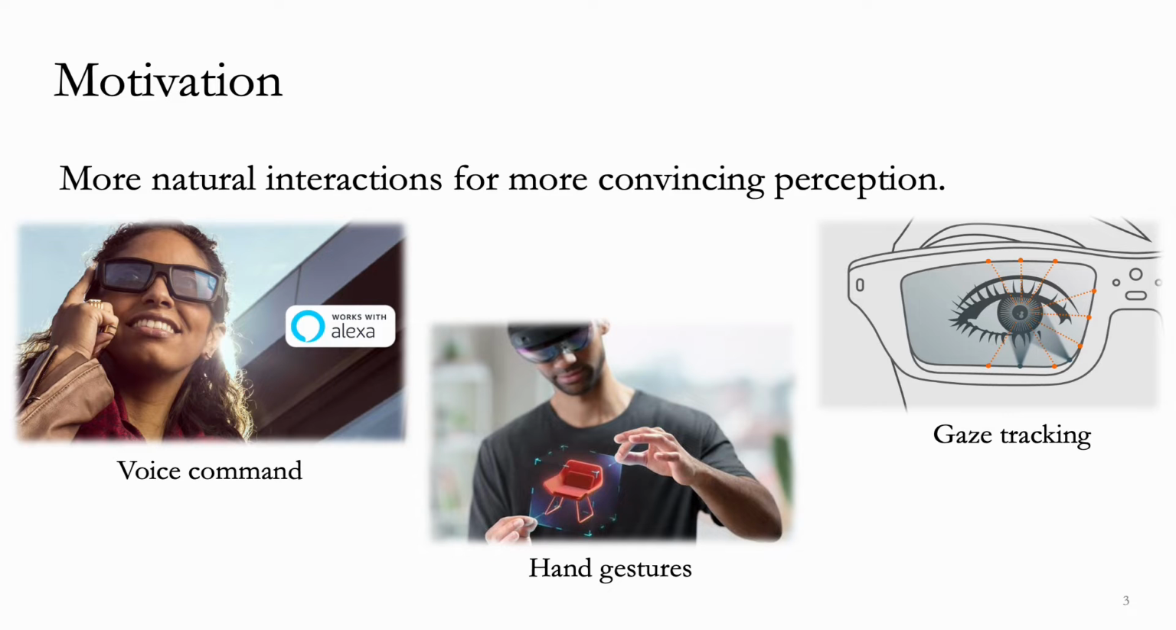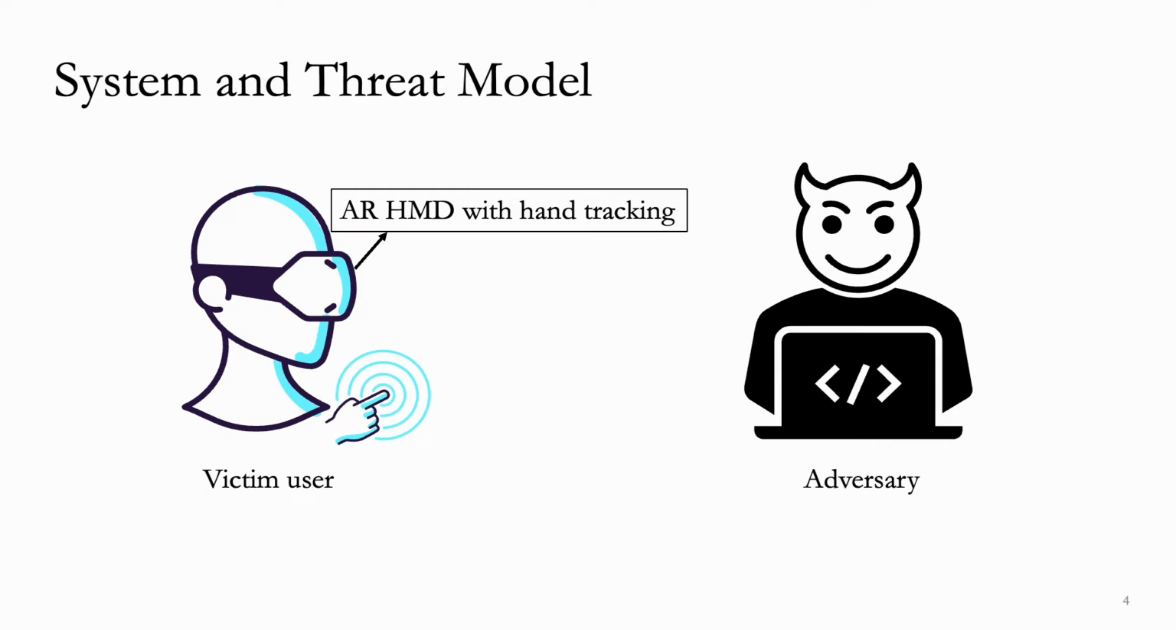In this work, we take a closer look into the privacy impact of the input entry methods facilitated by hand tracking. In our system model, we consider a victim user wearing an AR HMD capable of hand tracking. The user types on an AR keyboard that is only visible through the AR glasses, and the adversary tries to recover what the user has been typing on the private virtual environment.